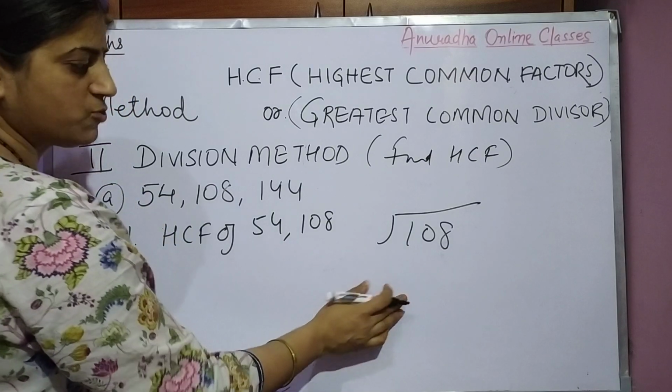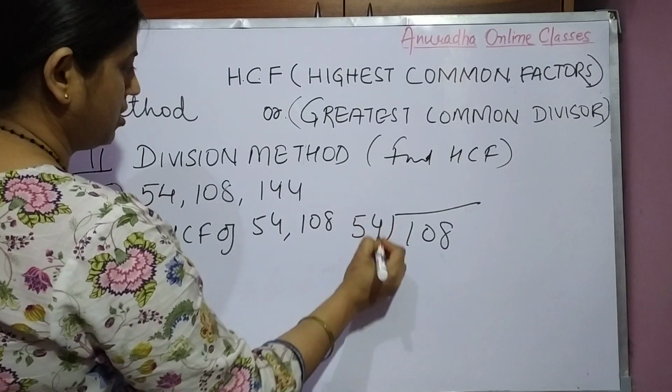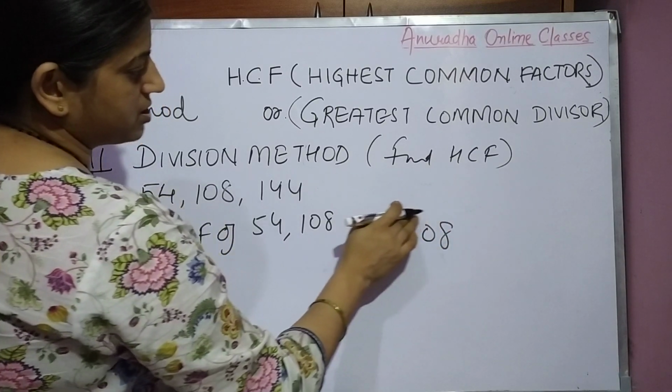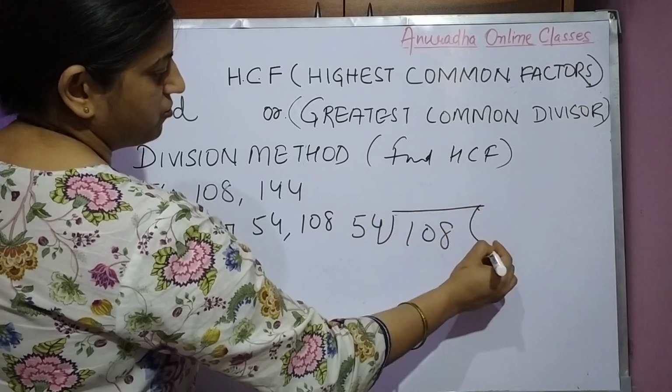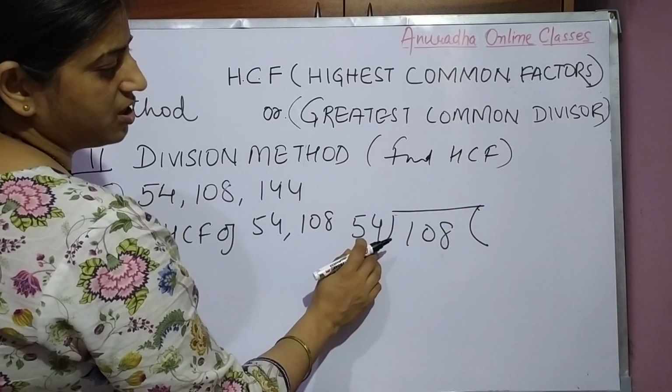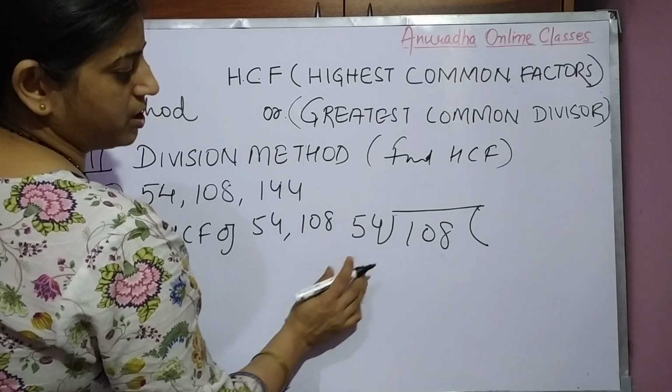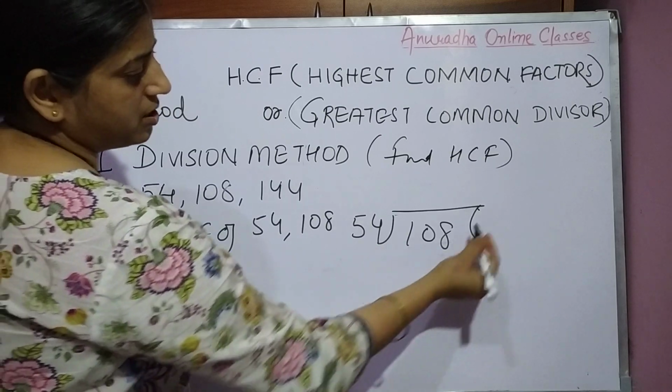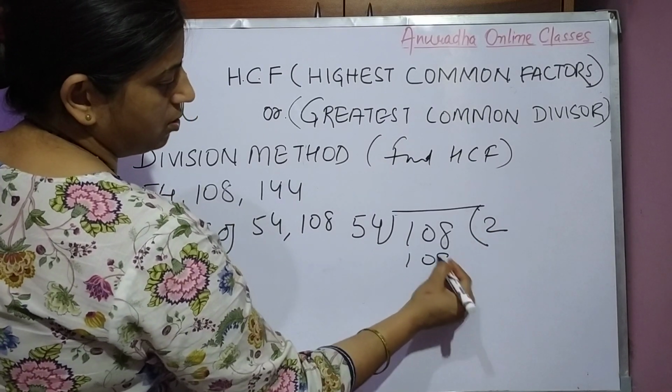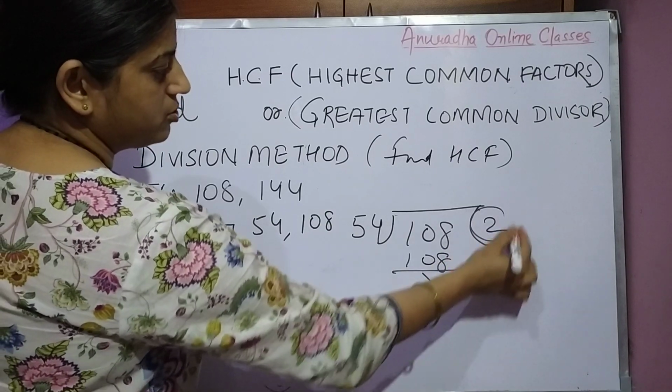The bigger number goes in the middle. This is 54. So how many times does 54 go? See, 8 is there. That means 54, I think 2s are. 2 4s are 8. 2 5s are 10. Yes, 2s are 108. So it will go with 2.